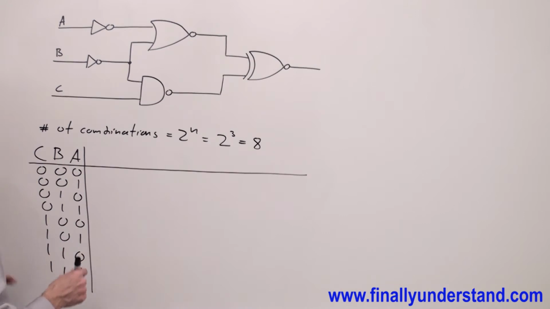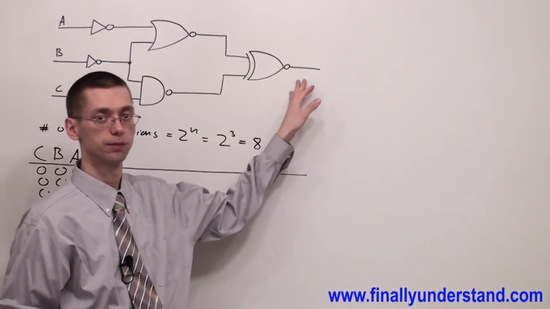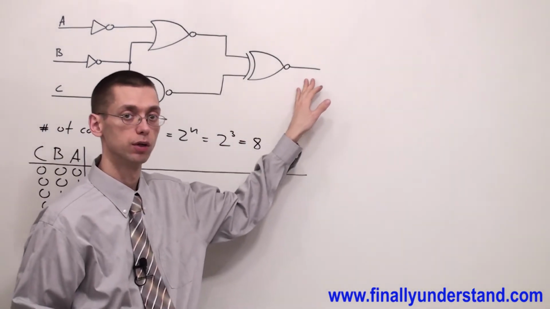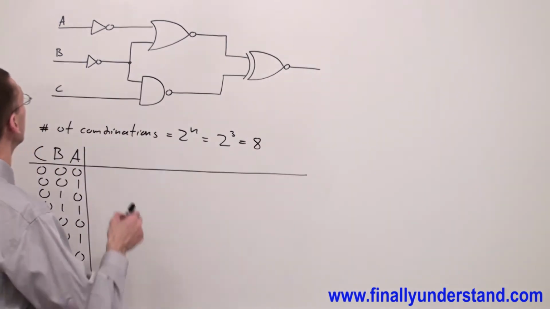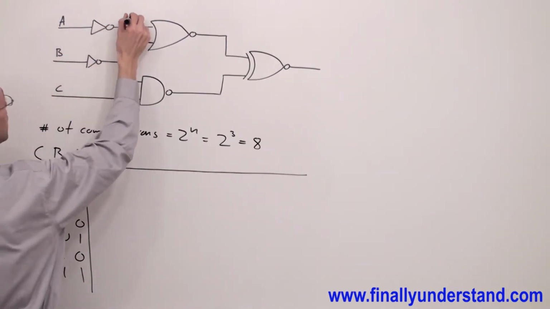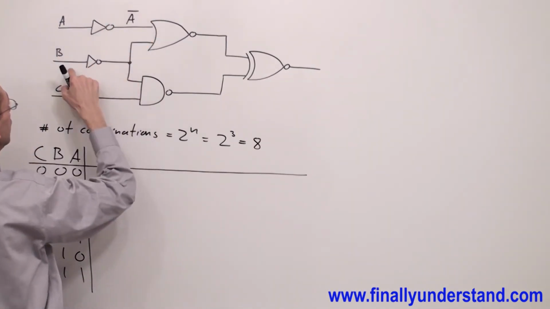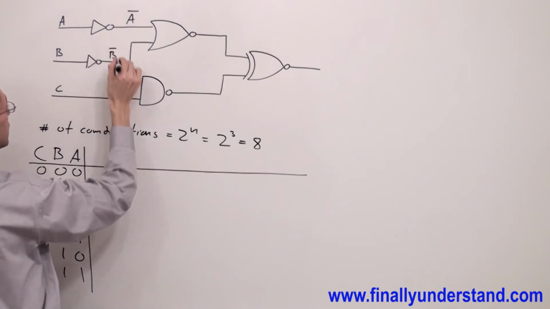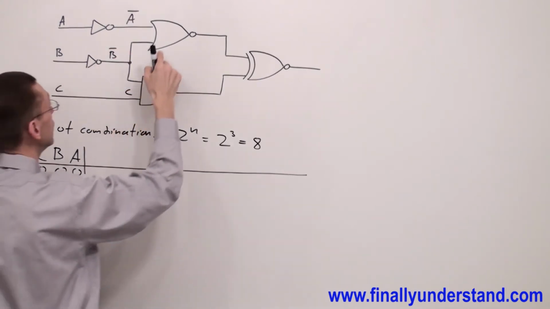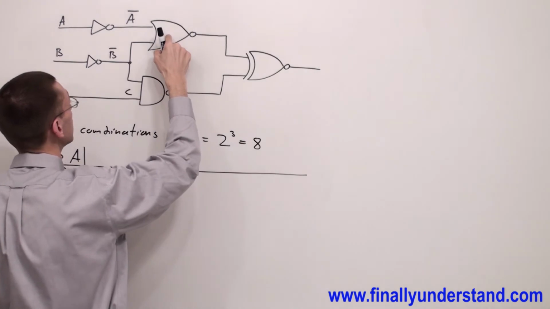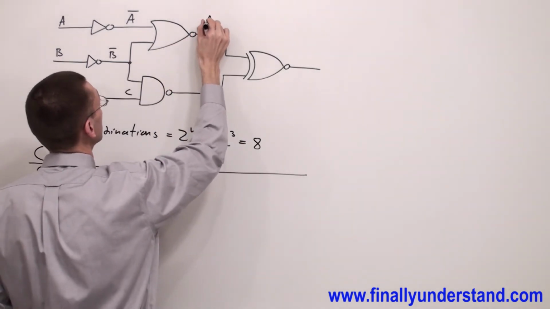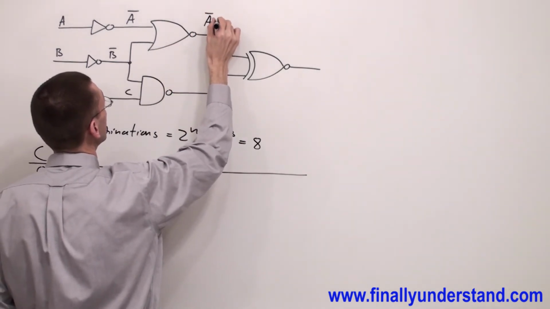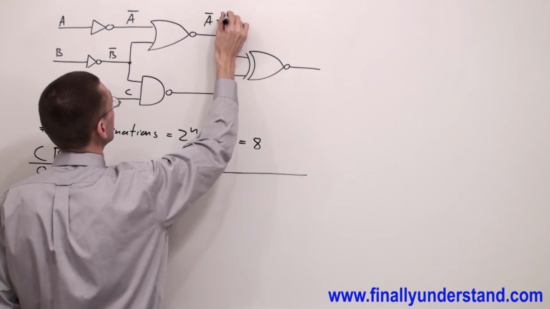Next, you're supposed to find the Boolean expression at the output of your circuit. We have A, and I'm going to have A not over here. I have B, B not over here. I'm going to have C over here. This is NOR gate. I'm going to have A not, NOR, B not.